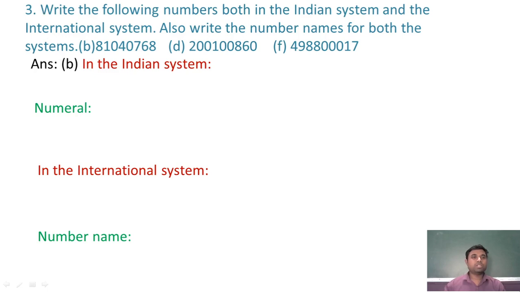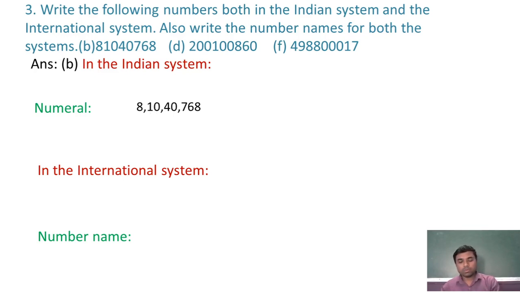Question number 3. Write the following numbers both in Indian system and international system. Also write the number names for both the systems. So in B, first what we will do? Dear student, this is the number given. So what will be the numeral? Numeral will be this.